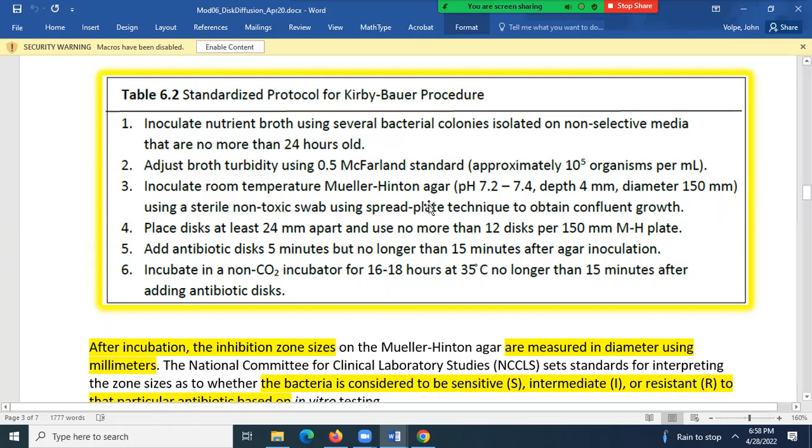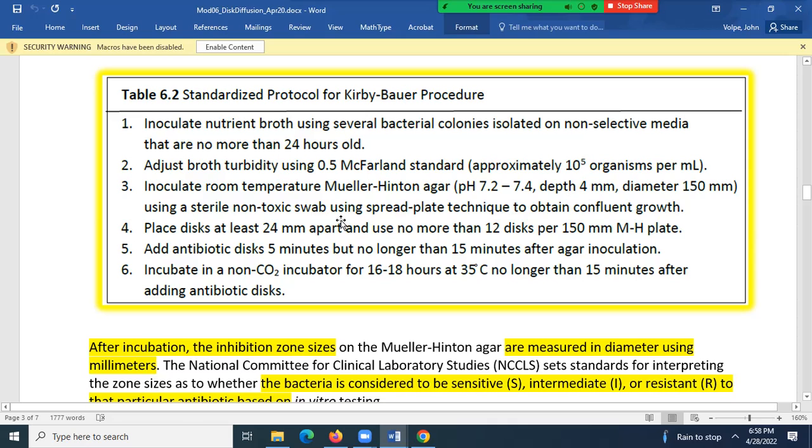The agar is always between pH 7.2 and 7.4. The depth is always a certain depth. And in this chart, it says 4 millimeters. I think this is actually wrong. I think it's always 5 millimeters, but we'll just say it's always a certain depth. And then the diameter of the plate is no wider than 150 millimeters in diameter, meaning we always use the same size of plate.